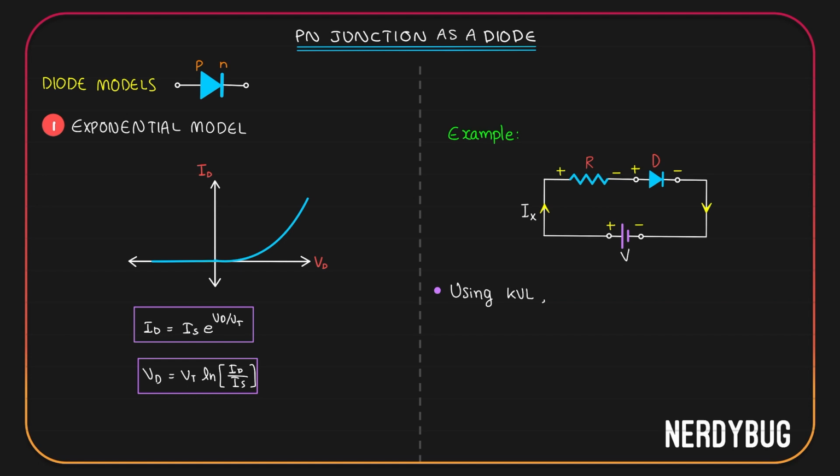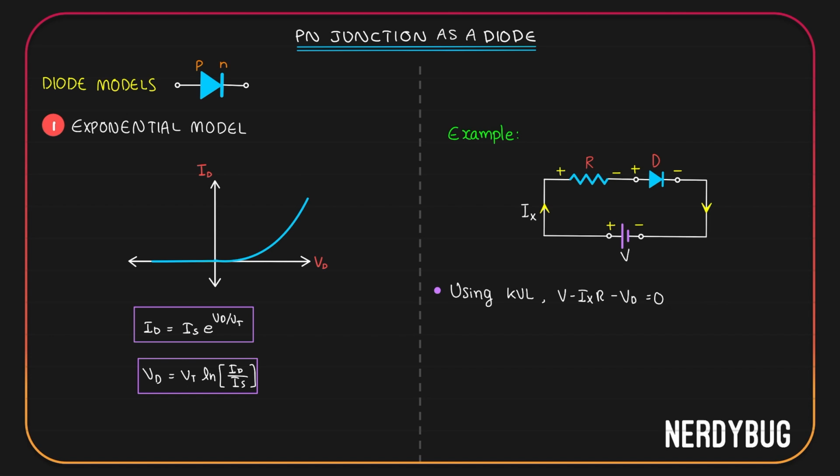Let us now apply Kirchhoff's voltage law. According to this, sum of all the voltage drops will be equal to 0. So here we can write V plus the potential drop across R will be minus IxR plus the potential drop across the diode, which is minus VD, is equal to 0. Or we can simply write V minus IxR minus VD is equal to 0.